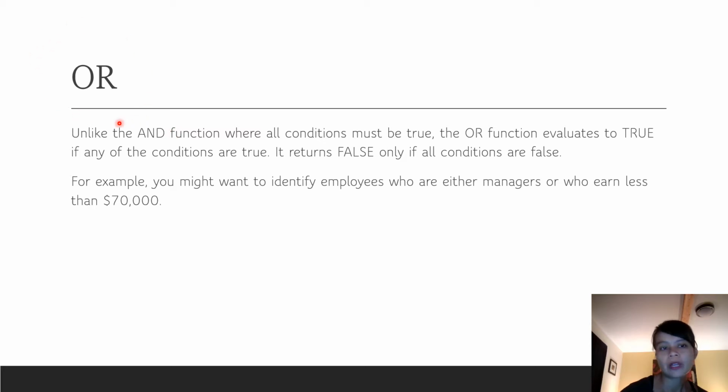Now the OR function. Unlike the AND function, where all the conditions must be true, the OR function evaluates to true if any of the conditions are true. It returns false only if all the conditions are false. For example, you might want to identify employees who are either managers or earn less than $70,000. So if they're either or both, then it will be true.